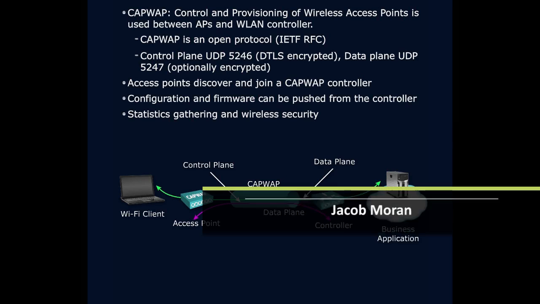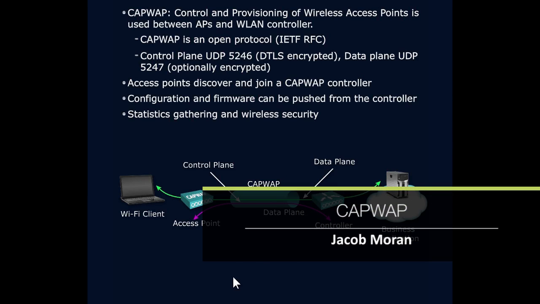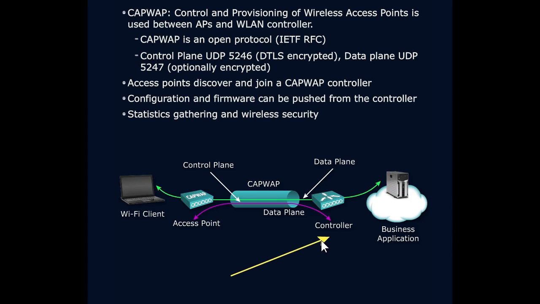All right, folks, we want to uncover what it means to not just have an access point, but to have an access point that is associated with a wireless LAN controller, right? What's really going on when we have these devices in our network?